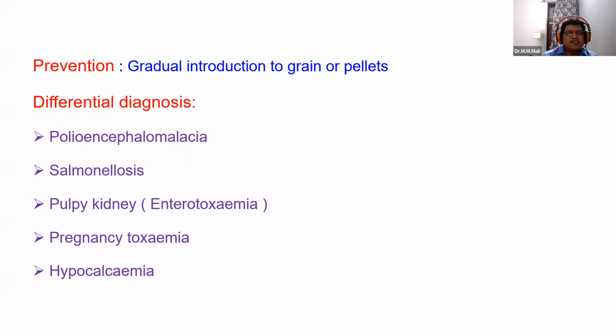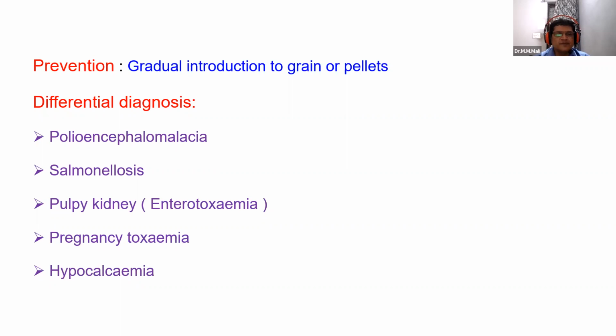Polioencephalomalacia, as we discussed in the previous slide, is caused by subacute ruminal acidosis, and there is cerebrocortical necrosis due to the destruction of thiamine, vitamin B1, by thiaminase-producing bacteria. Star-gazing posture is the classical clinical sign of polioencephalomalacia. When we inject B1, the animal responds very quickly, and this helps in differentially diagnosing the condition from actual ruminal acidosis.